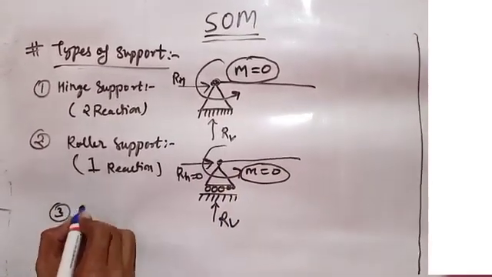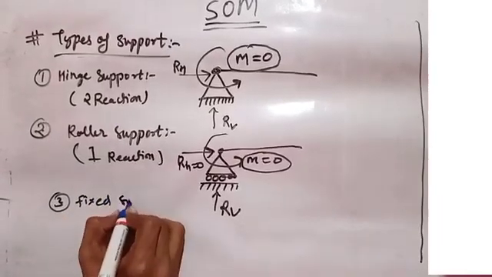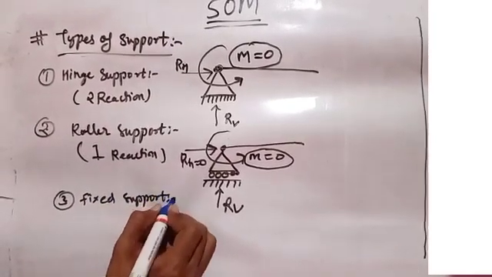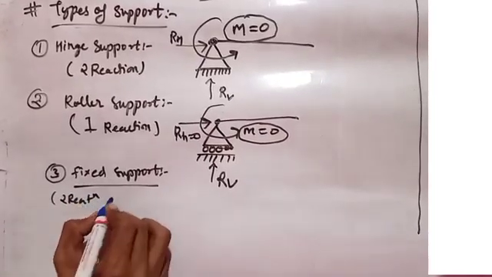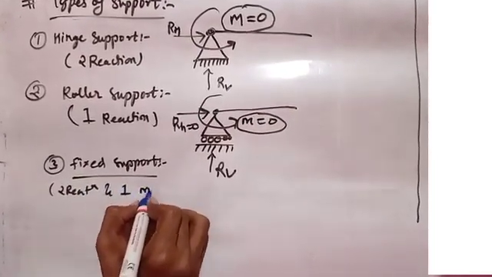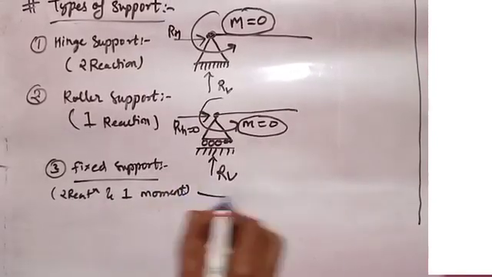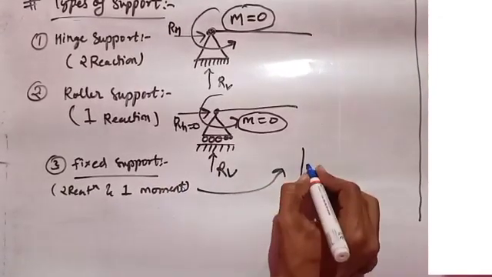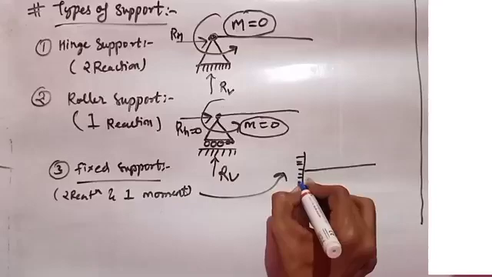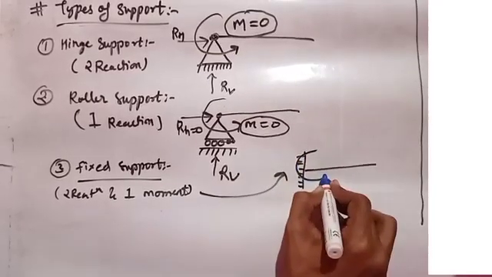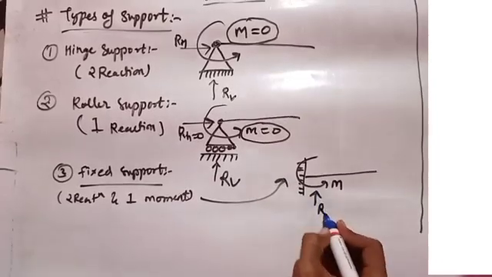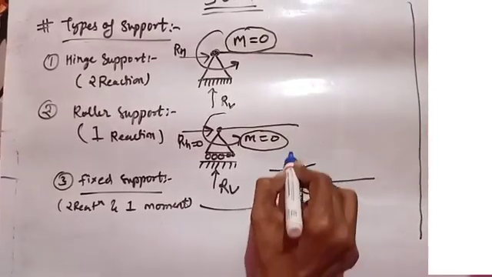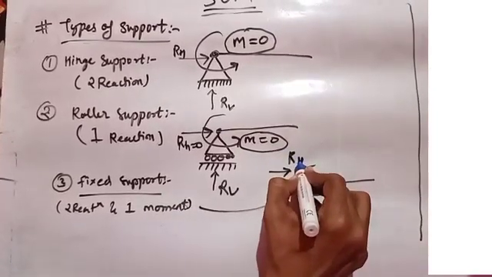Third, fixed support. Here two reactions and one movement are acting. Its diagram is like this. This is a fixed end and movement M is acting on it, and vertical reaction is also acting on it, and horizontal reaction is also acting on it.